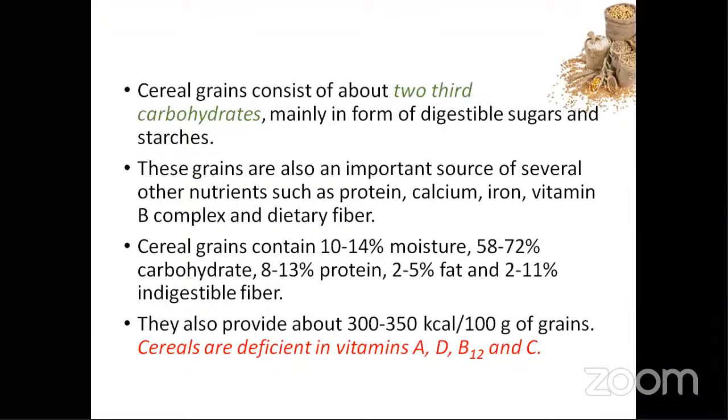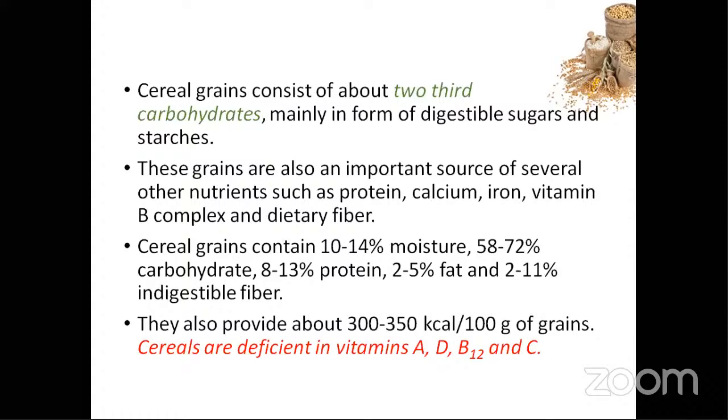So when we talk about the composition of cereals, it is in general, not in relation to any particular cereal grain. In general, about 2/3 of the grain, around 70 to 80%, is comprised of carbohydrates, mainly present in the form of starch or digestible sugars. These grains are also a good source of protein, calcium, iron, vitamin B complex and dietary fiber. Overall, cereal grains contain about 10 to 14% moisture, 58 to 72% carbohydrate, around 8 to 13% protein, though it may go up to 18%, 2 to 5% fat, and 2 to 11% indigestible fiber.